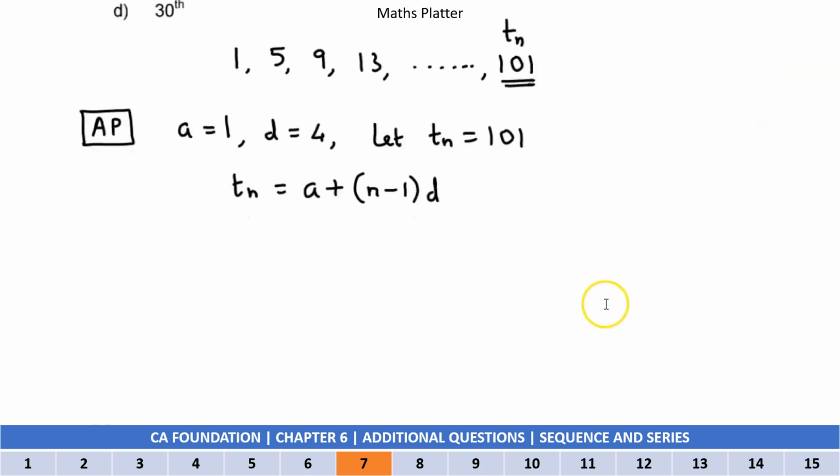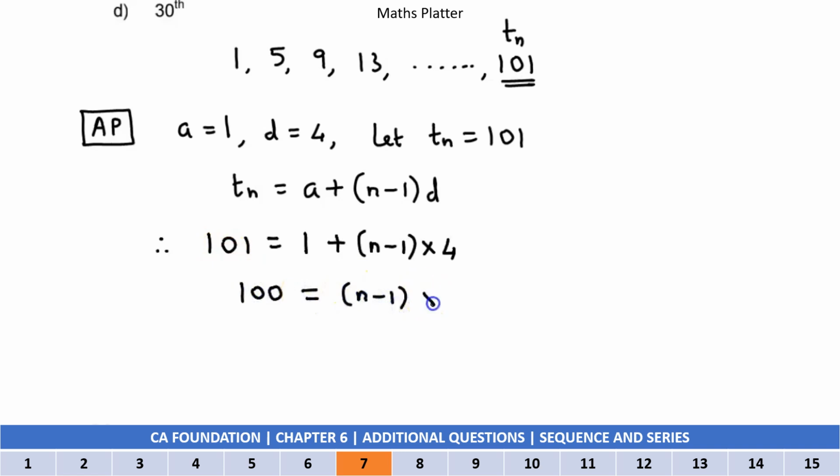Now here we have taken Tn as 101. So we have 101 is equal to, now A is 1 plus n minus 1 into D. D is 4. Now we subtract this 1 over here. So we have 101 minus 1. So that's 100 is equal to n minus 1 into 4.